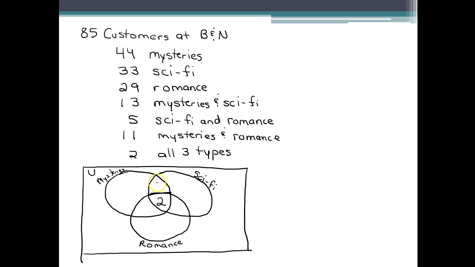Now as we work our way from there, we see that 11 purchased mysteries and romance, which would be this overlap right here. And is intersection. And has an N in it for intersection. But that overlap already has a 2 in it. So what we do is we put a 9 right here, so that 9 plus 2 is 11.